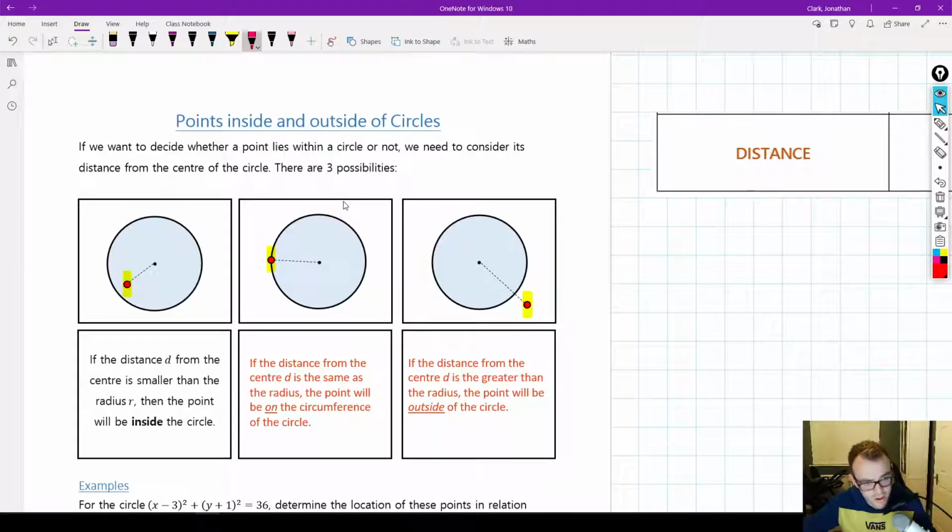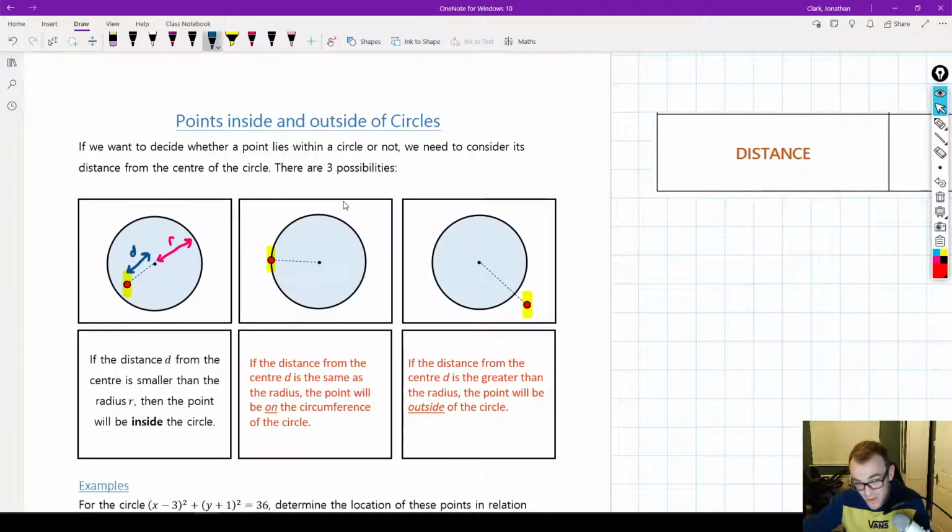Just some terminology. We're going to be using the letter R for our radius, which is just the distance from the edge to the center. And we're going to be using the letter D to describe the distance from the center to this coordinate.